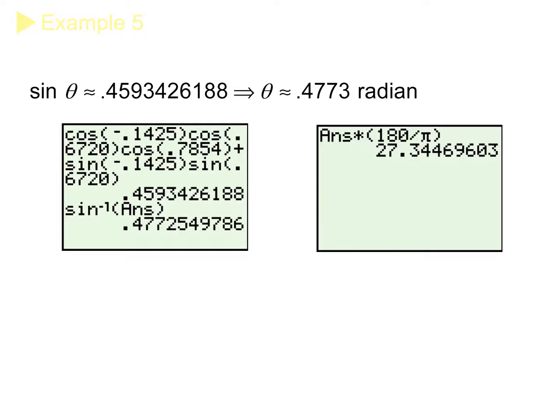Now, in order to get the answer, sine of theta is 0.459. So we take the arc sine, and we get that the angle is 0.444773 radians. So this gives me the radians answer. To get degrees, I multiply by 180 divided by pi, or 27.34 degrees.